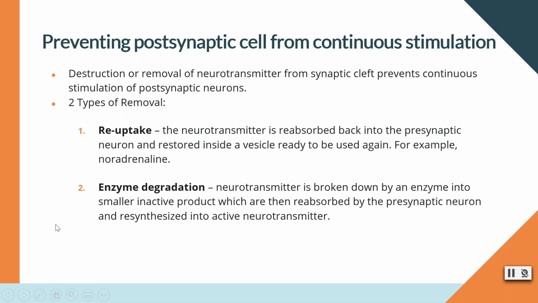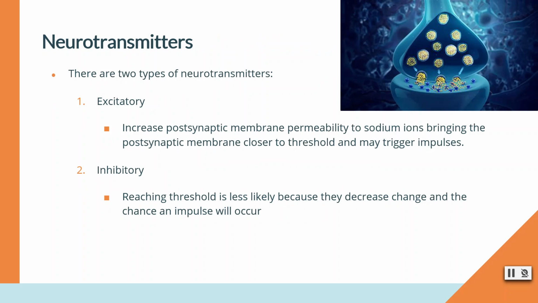And we know that to prevent the postsynaptic cell from continuous stimulation, we need to remove the neurotransmitter from the synaptic cleft, and we have two types of removal: reuptake and enzyme degradation. In reuptake, the neurotransmitter is reabsorbed back into the presynaptic neuron and restored inside a vesicle ready to be used again, for example, noradrenaline. In enzyme degradation, the neurotransmitter is broken down by an enzyme into a smaller inactive product, which is then reabsorbed by the presynaptic neuron and resynthesized into active neurotransmitter.